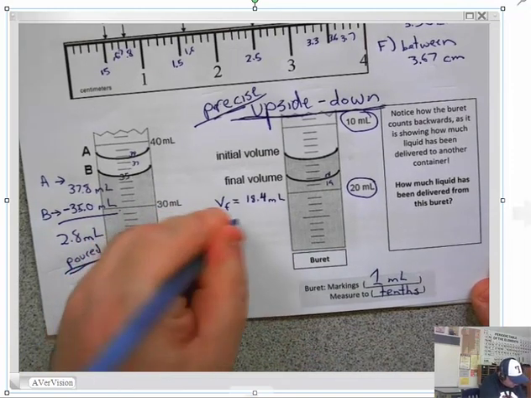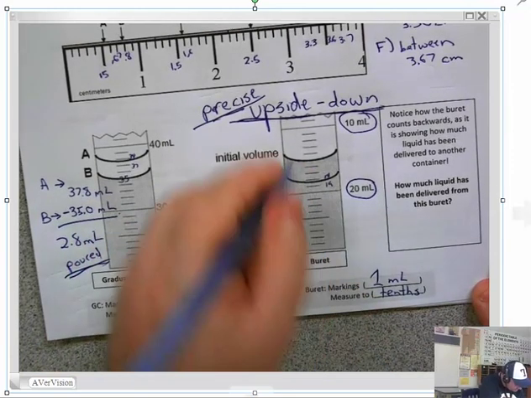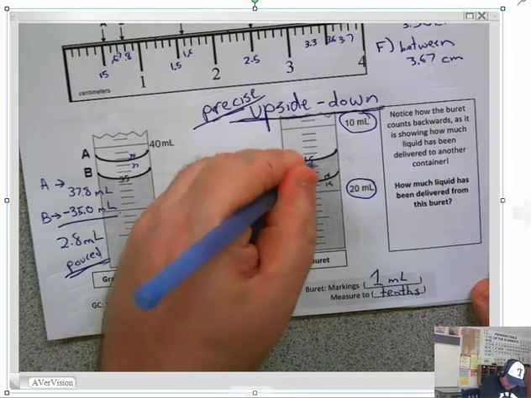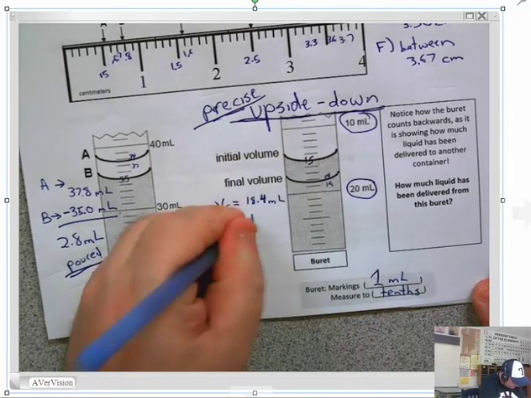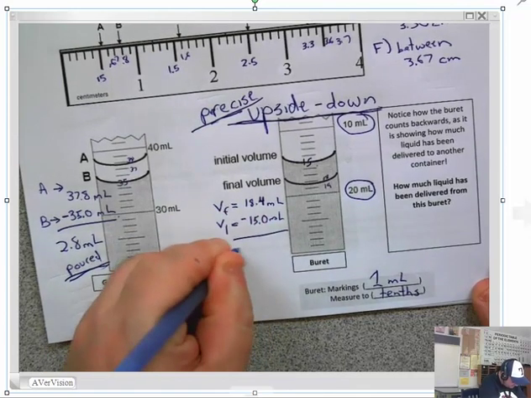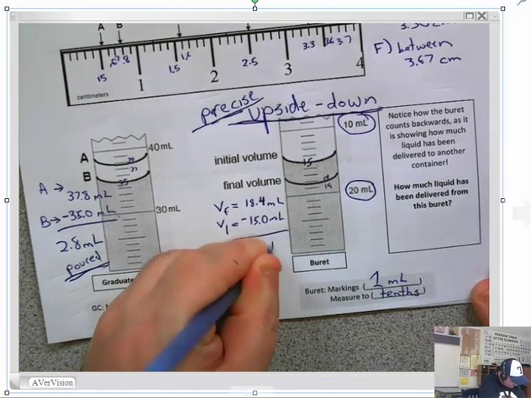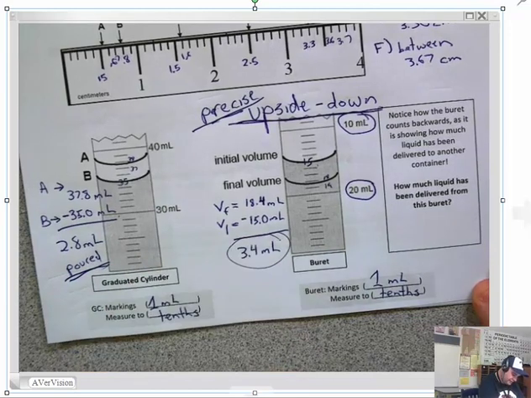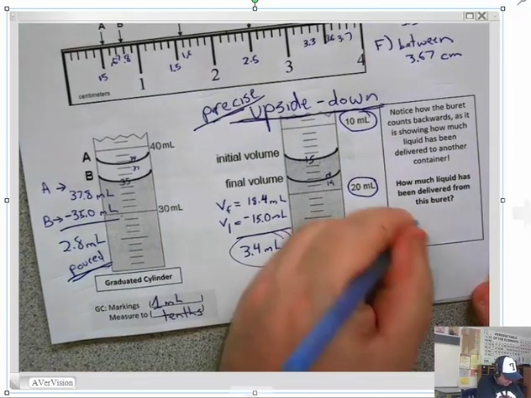Now we're going to do the volume initial. This one is on the line. Well, it looks like it's on the 15 line. So we're going to put 15.0 milliliters, and you subtract the two, and 3.4 milliliters is what came out of the stopcock and into your flask. So this will be 3.4 milliliters.